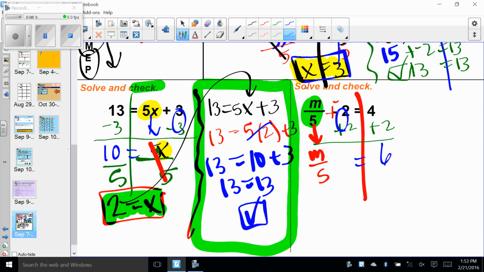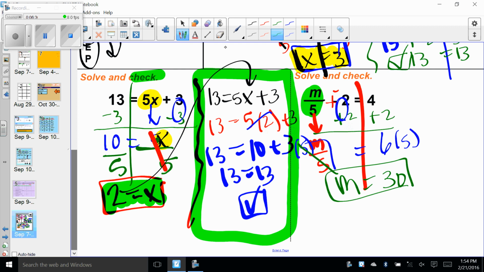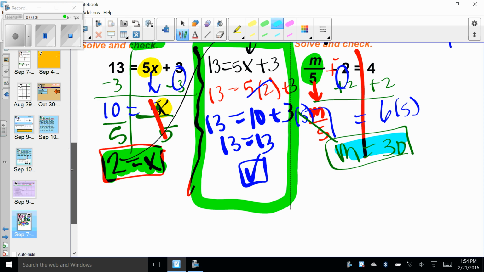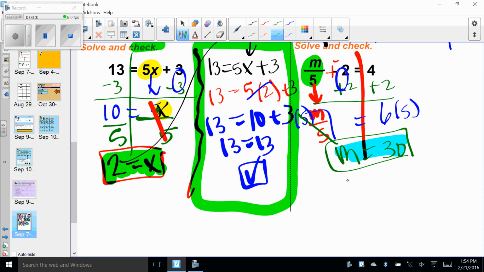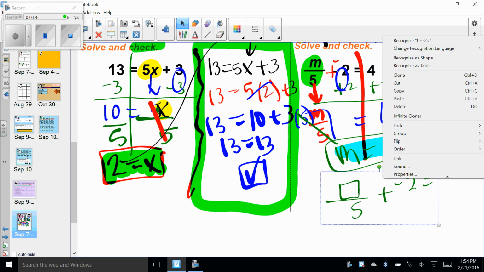Multiplication then. Multiply nice and high. Copy, paste. Working left to right, we get m equals 30. Using substitution to check. So my answer is m equals 30. We have m divided by 5 plus negative 2 equals 4.